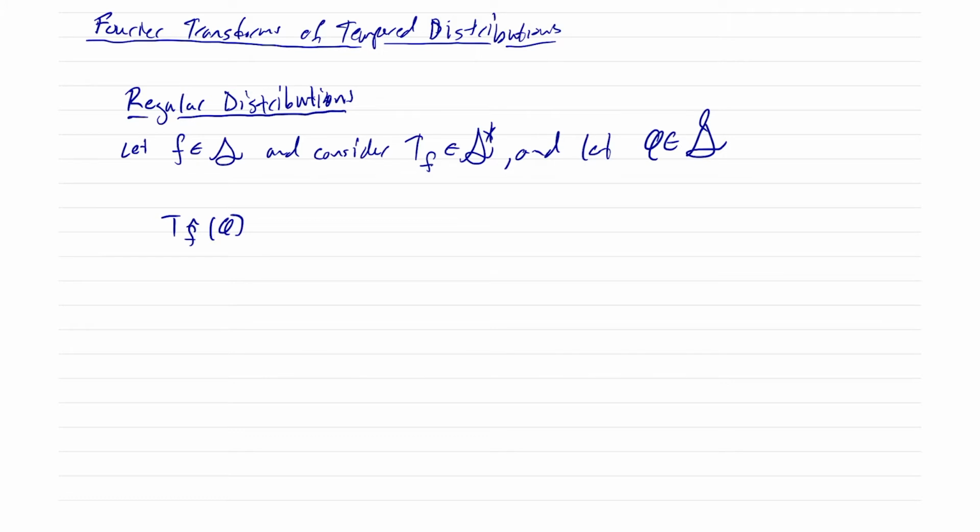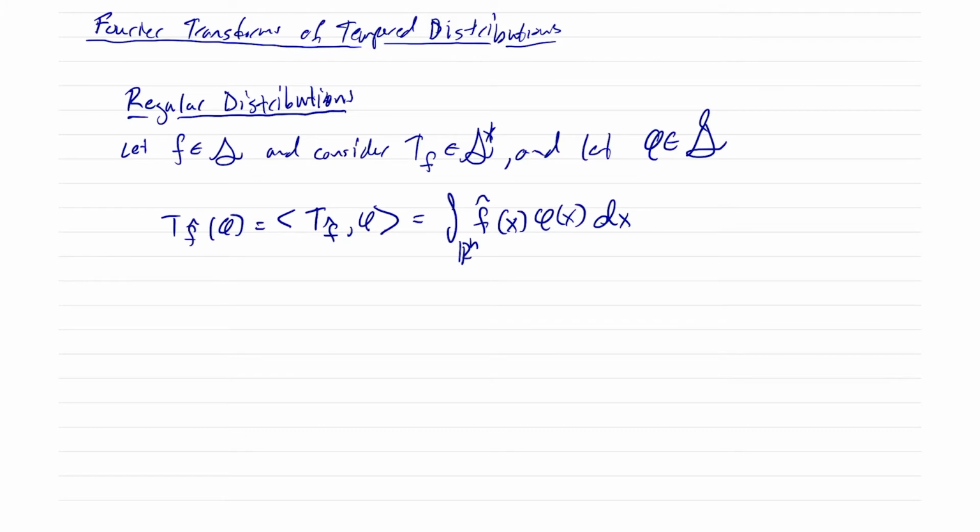All right, so let's take a look. So we represent it like this, say Tf against phi, right? And this is written as the integral over Rn of f hat of x times phi of x dx. Okay, so what I'm going to try to do is show you that we can move the hat off of f and put it on phi.